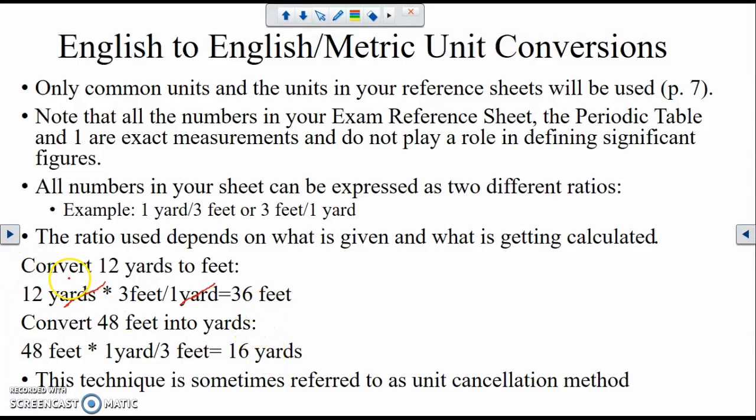For your information, we are still using significant figures. There are two significant figures here, and there are two significant figures in the answer. We do not consider the ratio in the exam reference sheet in determining significant figures. Two significant figures for answers.